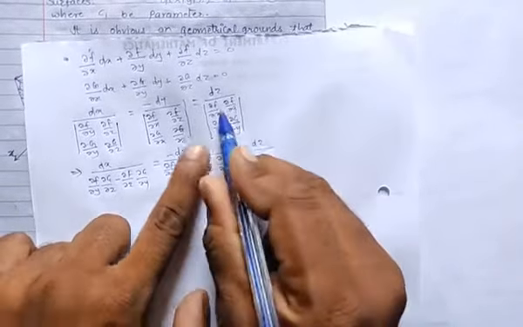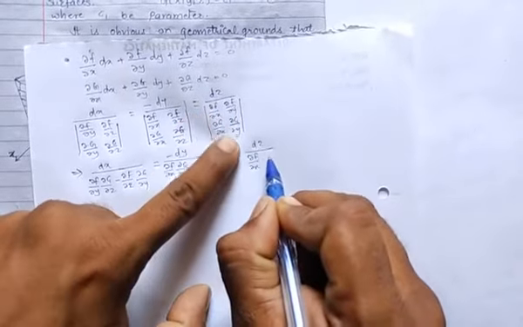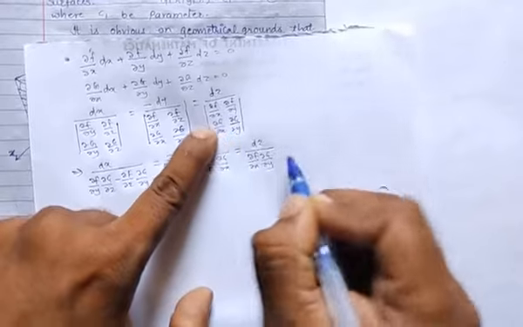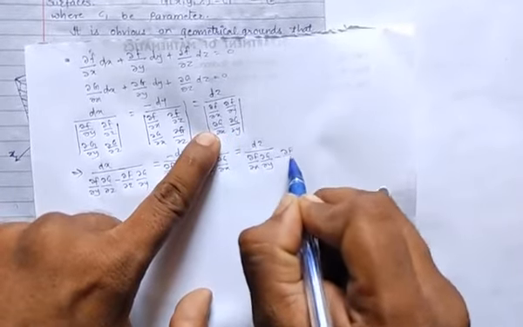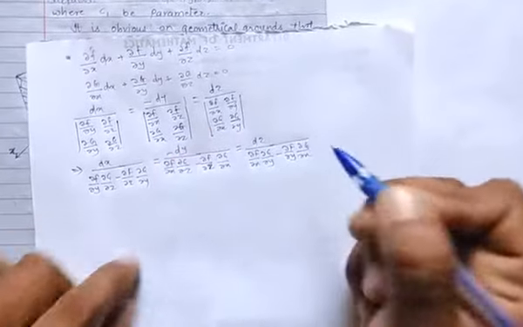dz upon ∂f/∂x into ∂g/∂y minus ∂f/∂y into ∂g/∂x.